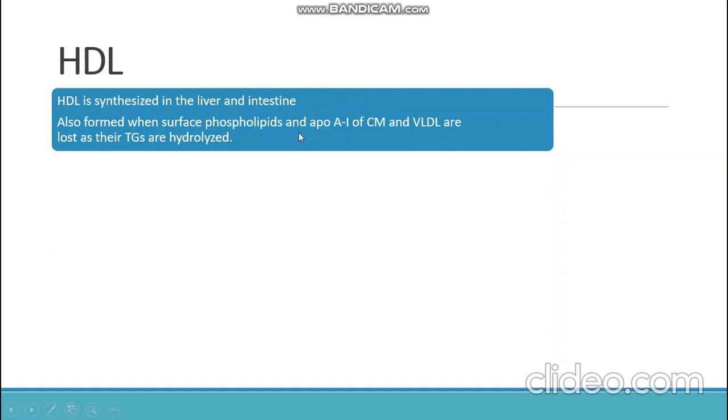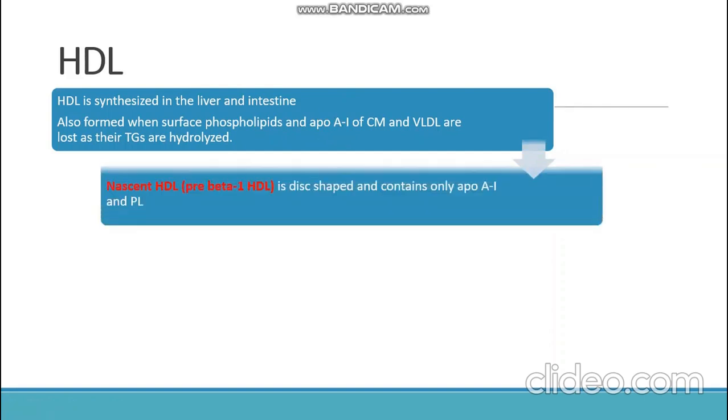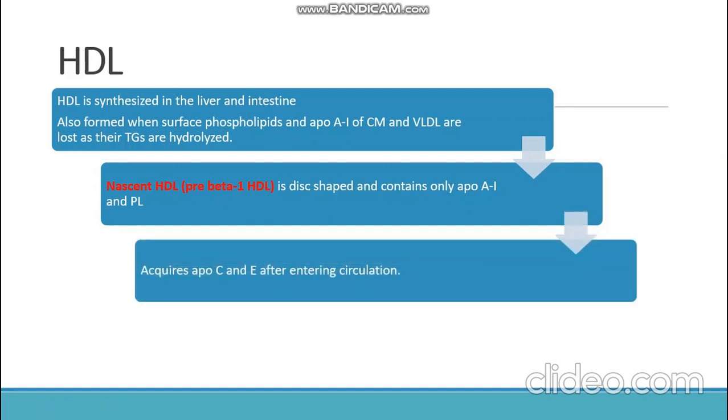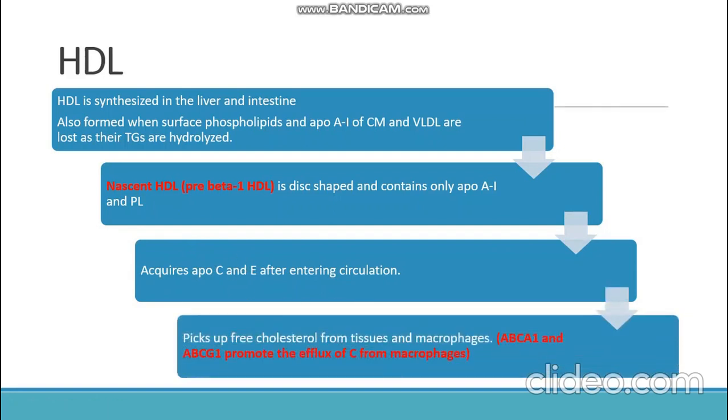ठीक, तो ये phospholipids and your apoprotein A1 is basically your content of the nascent HDL. Coming to that, your nascent HDL is also called pre-beta 1 HDL, और ये disc shaped होता है, and it only contains apoprotein A1 and phospholipids. It later acquires apoprotein C and E in the circulation. अब इसका फंक्शन ये है कि it picks up free cholesterol from the tissues and macrophages, और इसी वजह से हम इसको गुड कोलेस्ट्रॉल भी कहते हैं, क्योंकि ऑब्वियसली व्हेन यू आर डिक्रीजिंग द कोलेस्ट्रॉल कंटेंट तो आपकी ओवरऑल हेल्थ भी बेहतर हो रही है.